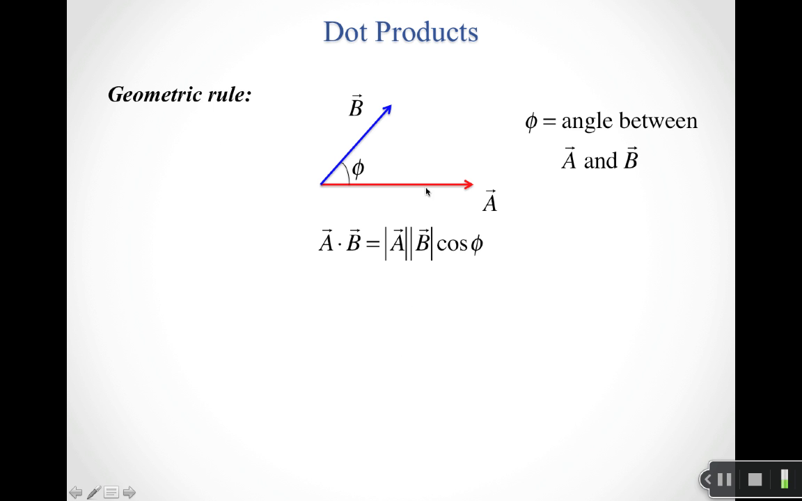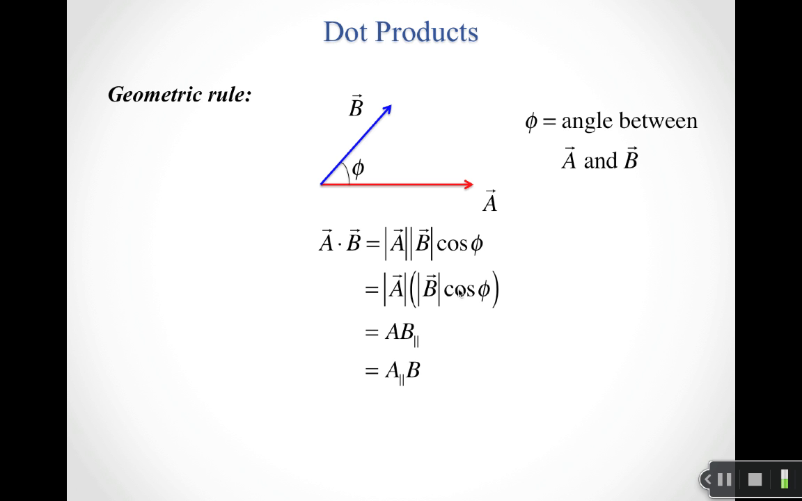There's also a geometric rule for dot products. And so if I think of 2 vectors, here's vector A, the red one, vector B, the blue one. And notice I've got this angle here that's called phi, and phi is very clearly marked as the angle between vectors A and B, right? So I've just drawn in the angle between them. I can also calculate the dot product by taking the magnitude of vector A times the magnitude of vector B times the cosine of the angle between them. So AB cosine phi will also give me the same value as axbx plus ayby plus azbz.